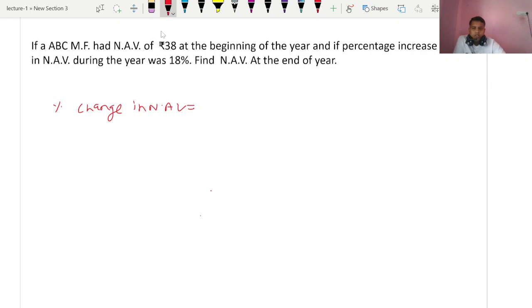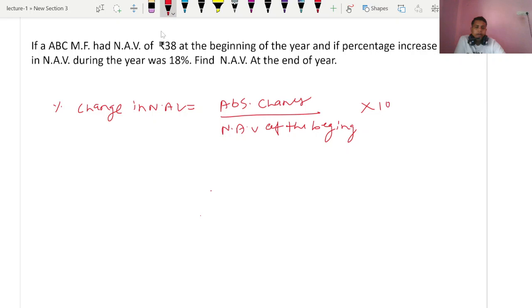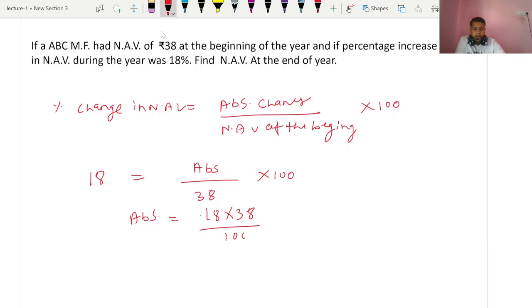So percentage change in net asset value is absolute change by net asset value at the beginning year multiplied by 100. So percentage change is given 18%. Absolute change, we have to find out. Net asset value at the beginning is 38 into 100. So absolute change is 18 into 38 divided by 100.